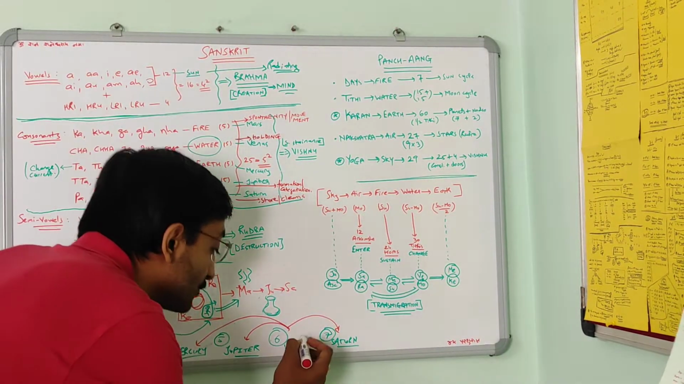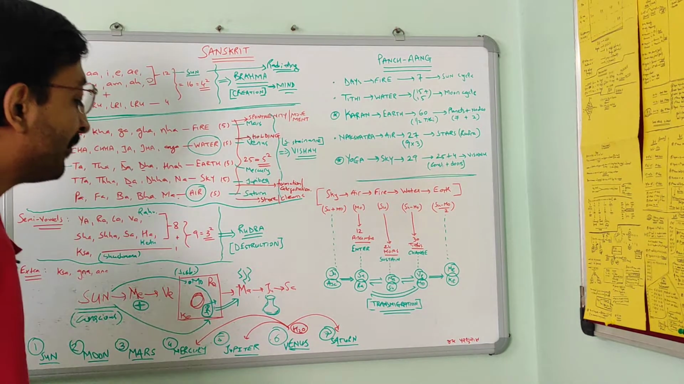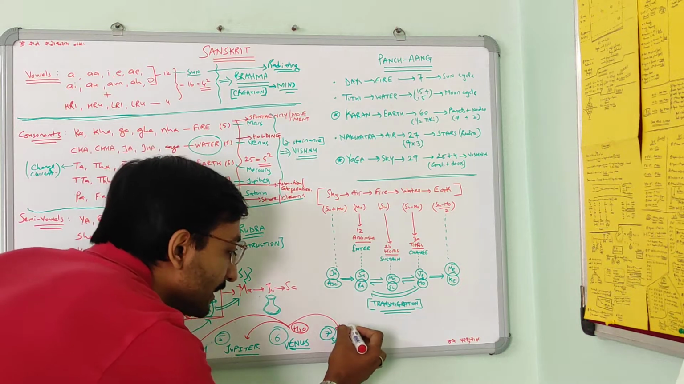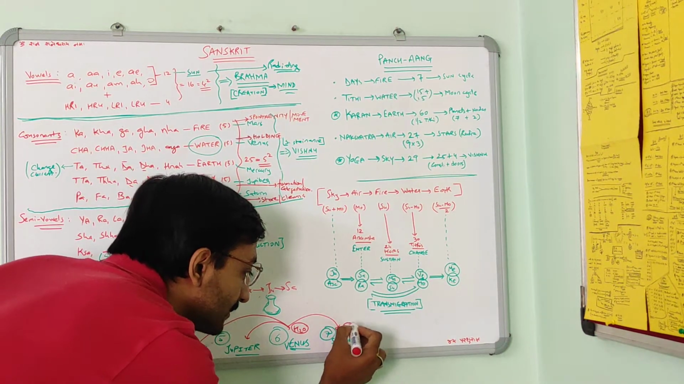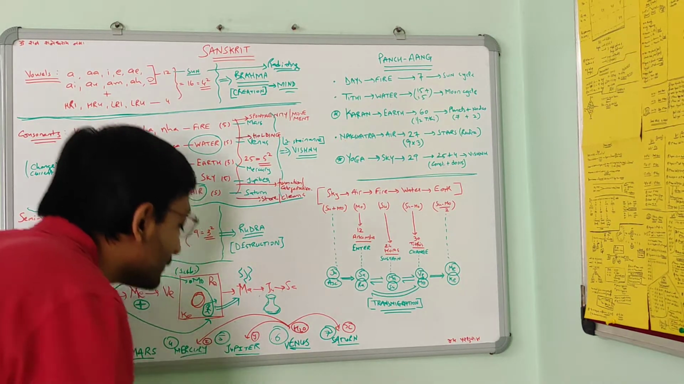So this is the H2O. Now H2O is being radiated out from the body into three parts. Let's consider this as X, let's consider this as Y, let's consider this as Z.